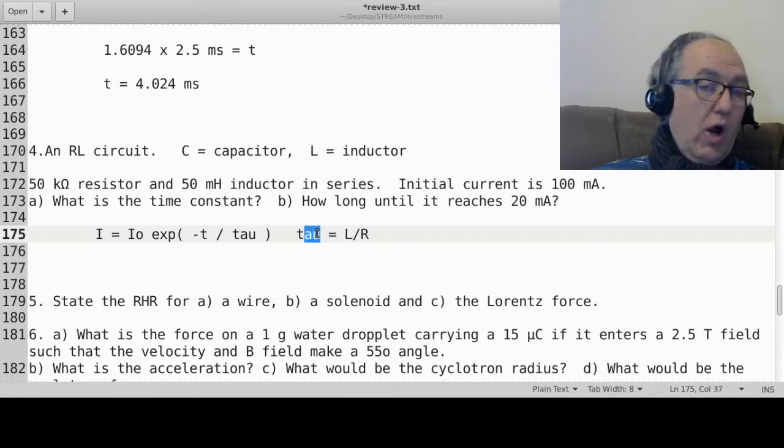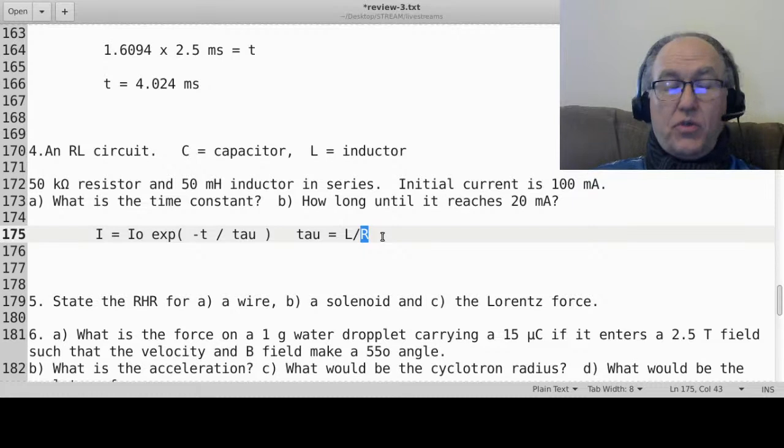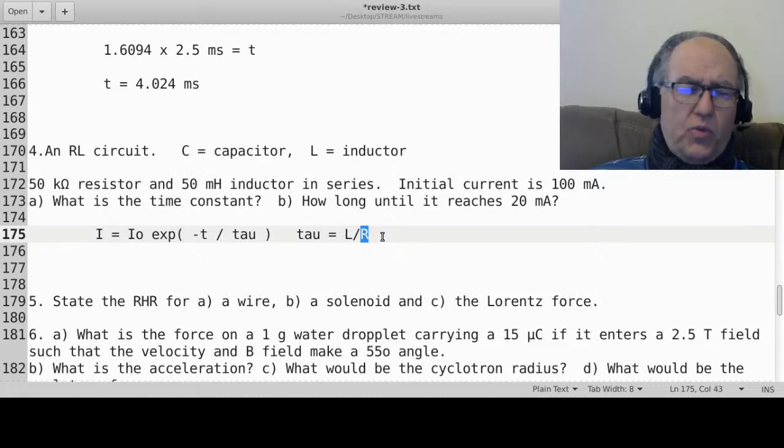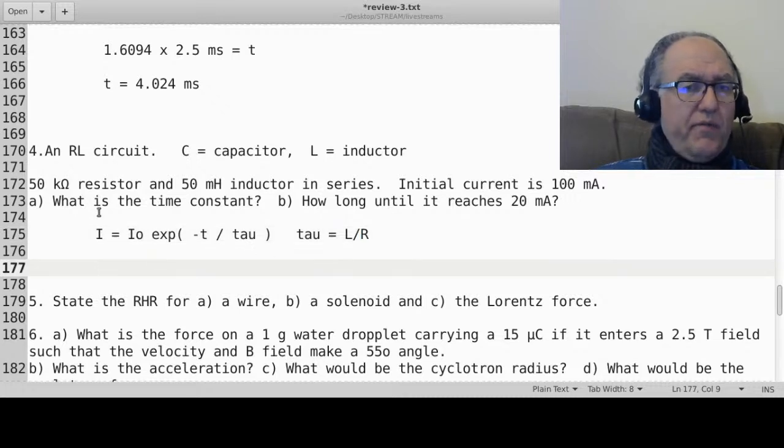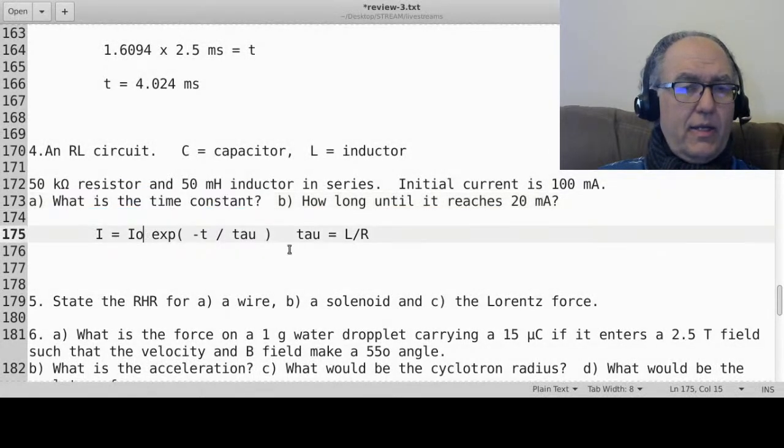The bigger the inductor, the longer it's going to take. And the bigger the resistor, the faster it'll stop the current, because resistors really want to resist current. They want to stop it. So in this case, the resistance is in the denominator. The first question is, what is the time constant of the circuit? And it's just this formula right here.